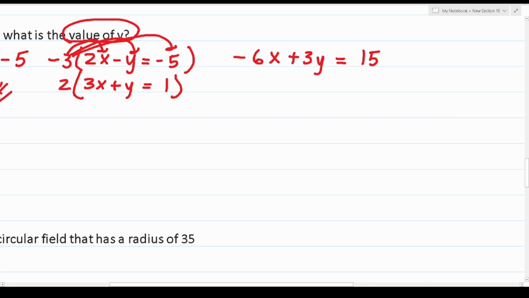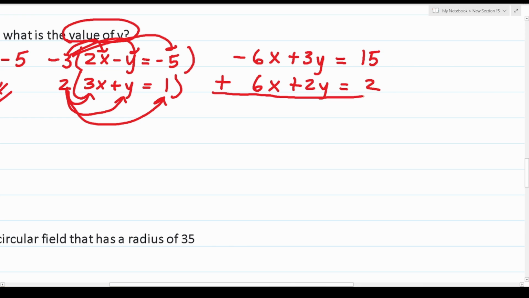Let's do the same thing with this bottom equation. We got 2 times 3x, 2 times y, and then finally 2 times 1. 2 times 3x is going to be 6x. 2 times +y is going to be 2y. And then 2 times 1 is just 2. All right, let's go ahead and keep solving this. At this point, we're adding these two equations together. -6x plus 6x is nothing, so I'm not going to write anything right there.